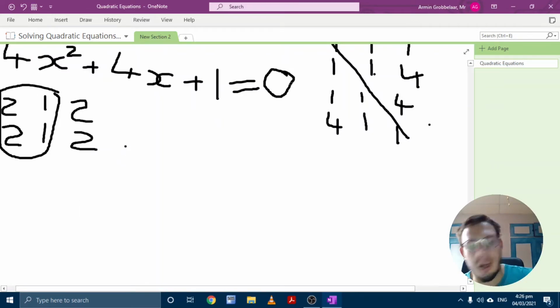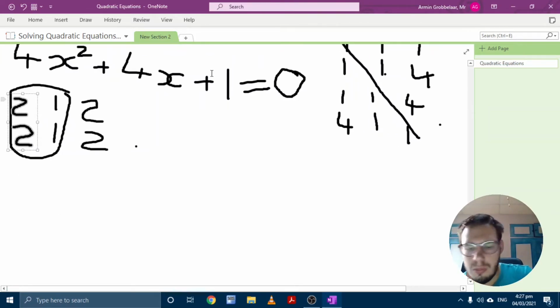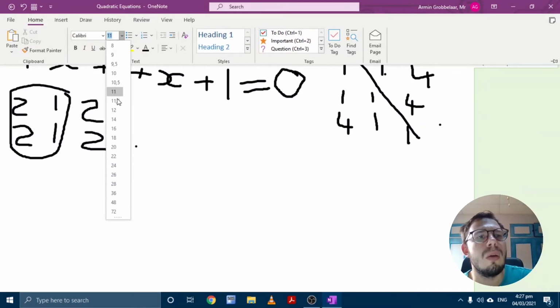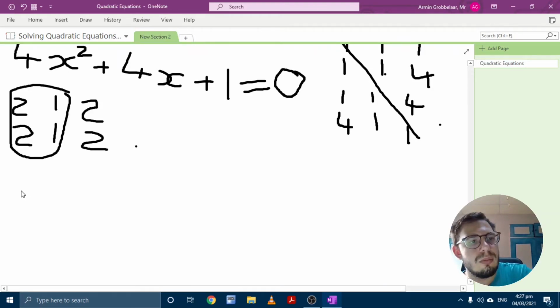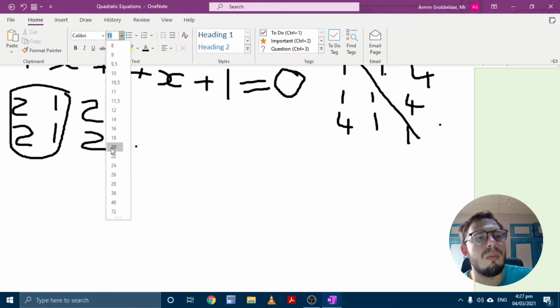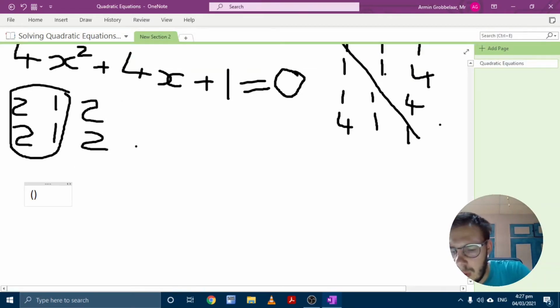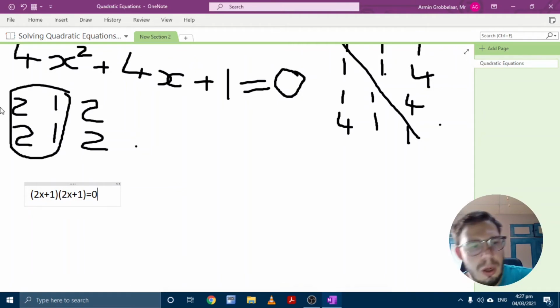So what I'm going to use now is, so now I'm going to say it is (2x plus 1) times (2x plus 1) is equal to 0. And there I factorized my equation.